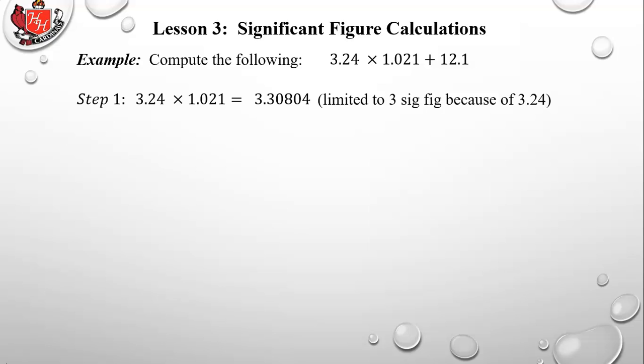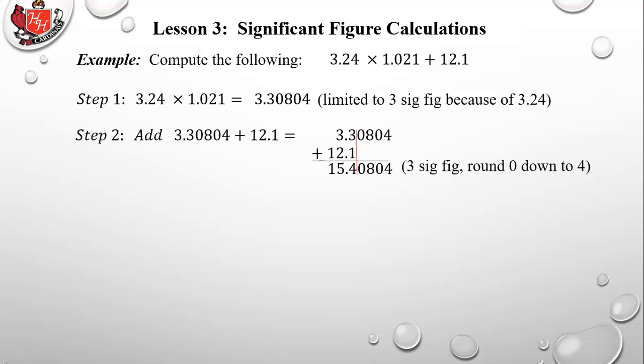So that means we're limited to 3 significant figures at this point, because 3.24 has 3 significant figures. Now we do the second part, the addition. We take that number we came up with from the multiplication, 3.30804, and we add 12.1 to it.